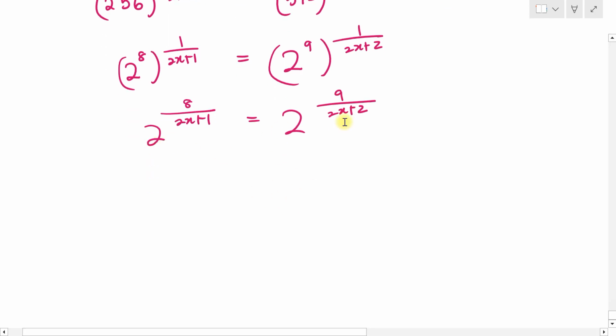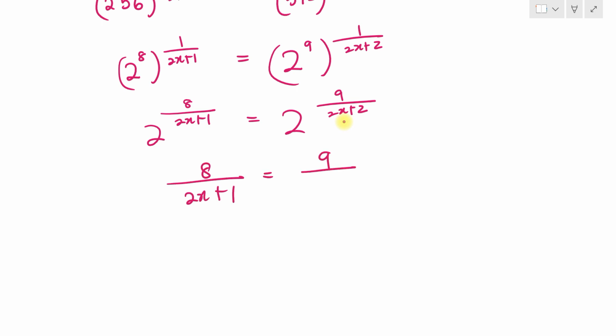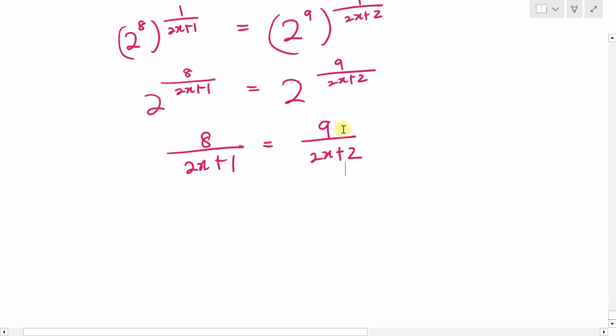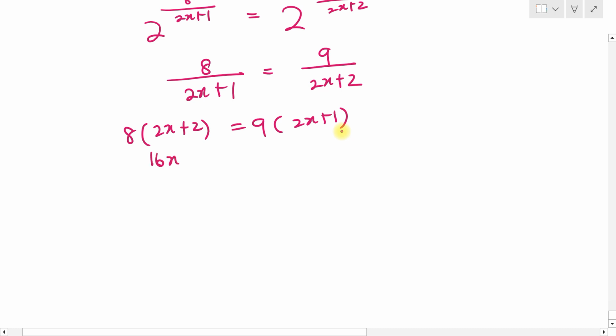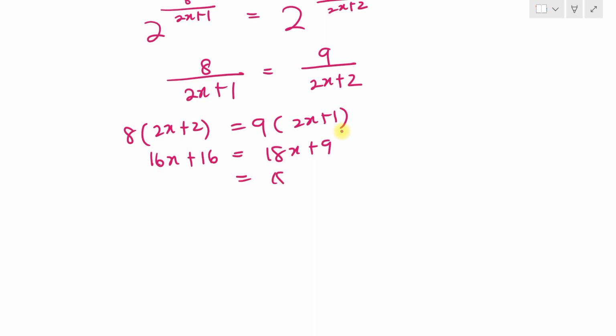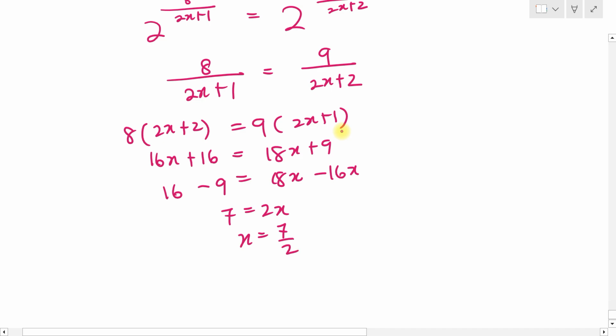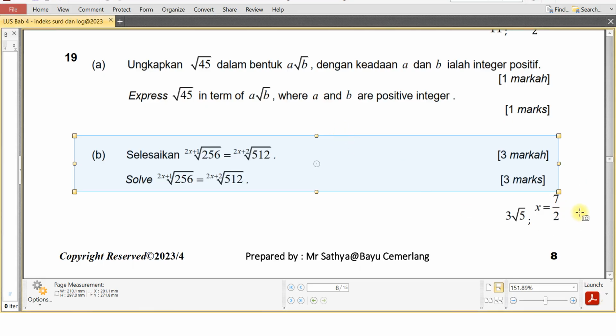Okay, 2 and 2 are equal, so the powers must be equal. And then your maths: 8 times (2x plus 2) equal to 9 times (2x plus 1), your linear equation Form 1. So 16x plus 16 equal to 18x plus 9. So 18x maintain here, 16x bring here, 16, the plus 9 bring here, minus 9, so 7 equal to 2x, x equal to 7 over 2. That's the answer. Okay?